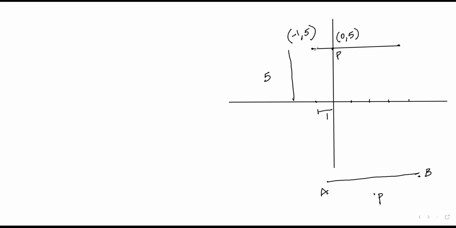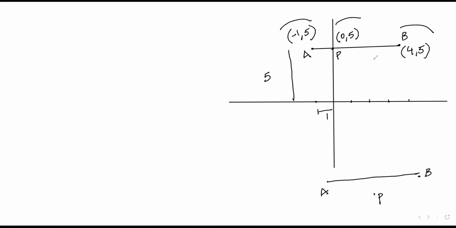This is -1, 5, and 0, 5. So this point B, what are the coordinates of this point? Anyone? 1, 2, 3, 4. So simply this is 4, 5. So we can say these 3 points are collinear. P can divide this line in the ratio what? Now actually, P is dividing this line AB in what ratio?